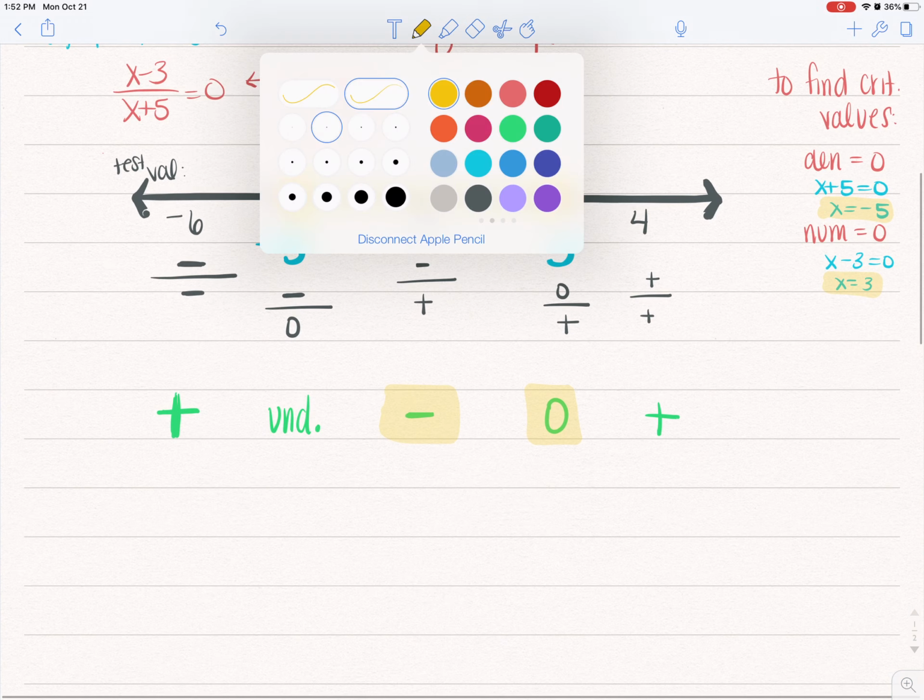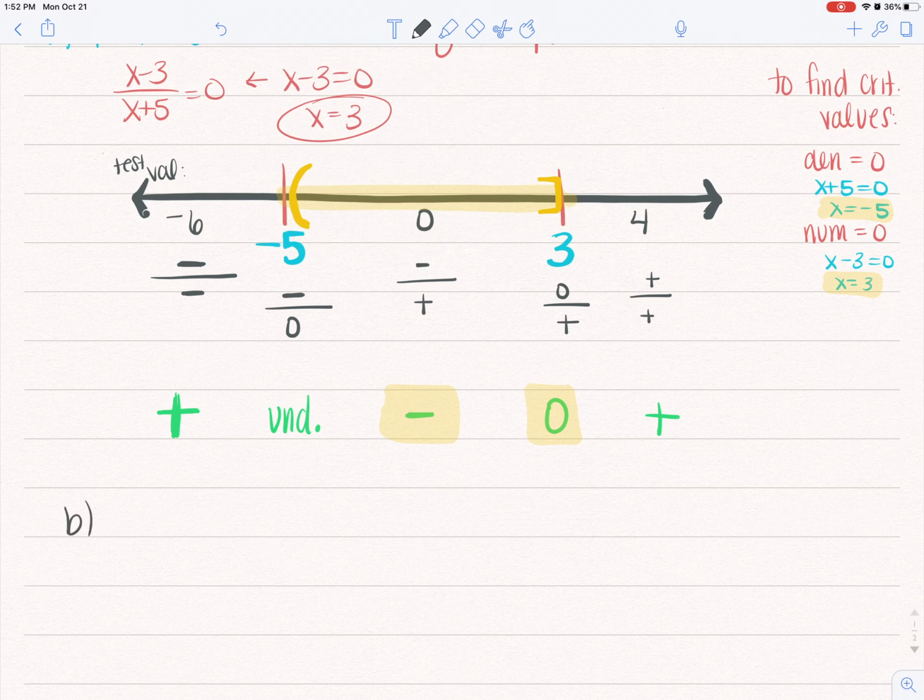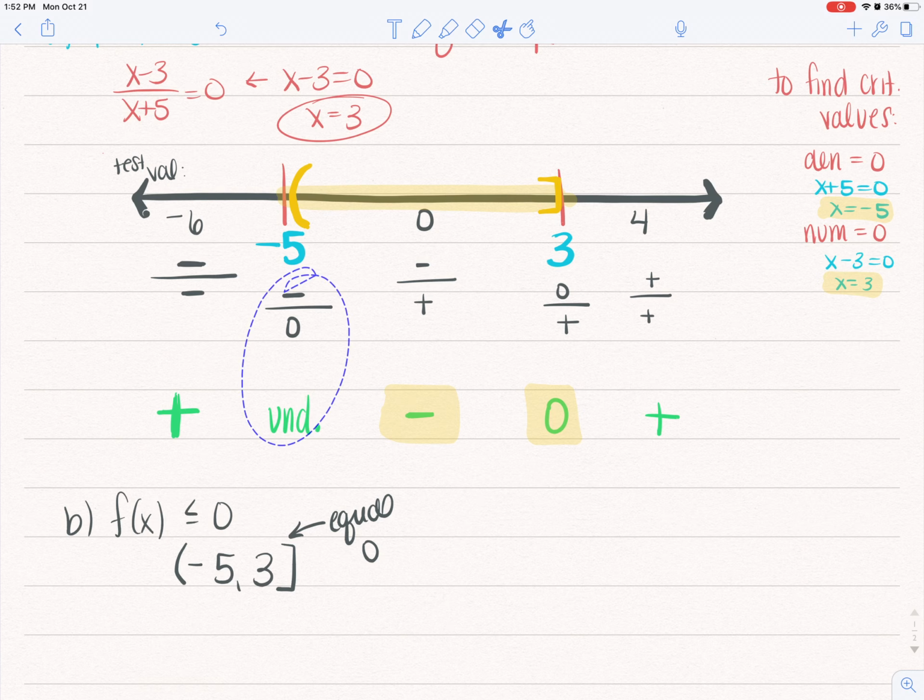So for part B, where it said find where f of x is less than or equal to 0, it's less than or equal to 0 from negative 5 to 3. And 3 gets a bracket because it was equal to 0. Negative 5 doesn't get a bracket because at negative 5 it was undefined, not 0. So that's why it gets a parenthesis. 3 gets a bracket because at 3 the value was actually 0.